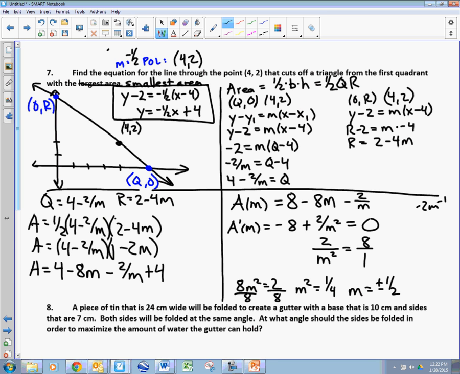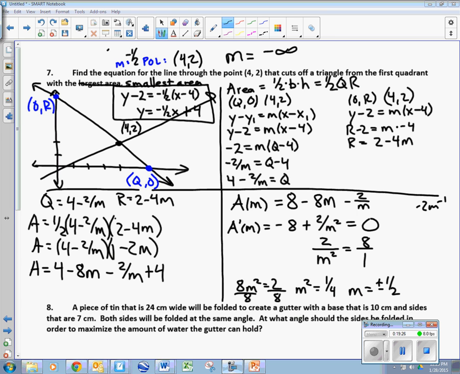Largest area. It would be an infinite area because you would be, you know, yeah, your slope would be negative, you know, yeah, basically negative infinity. That would be your slope. Be an infinite area. Okay.